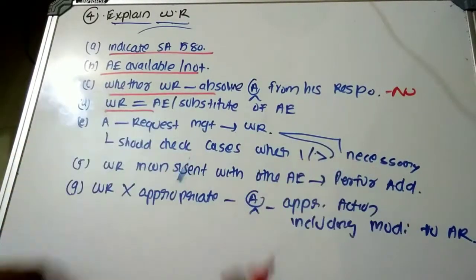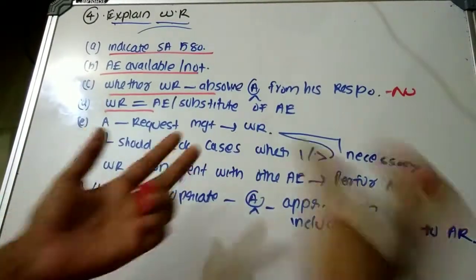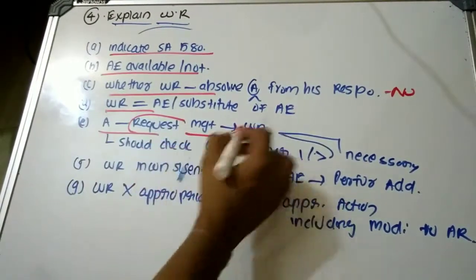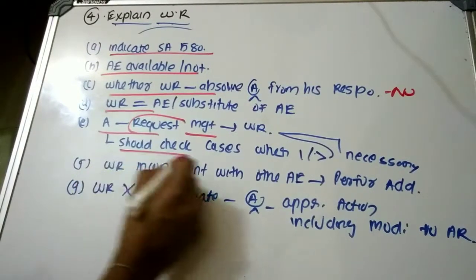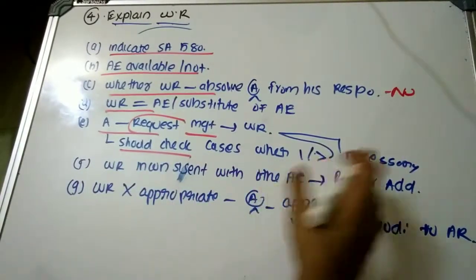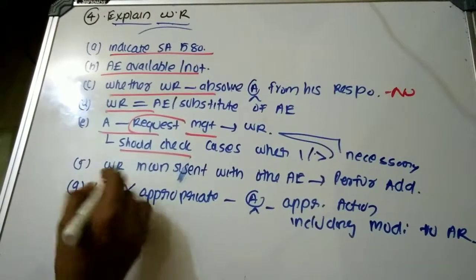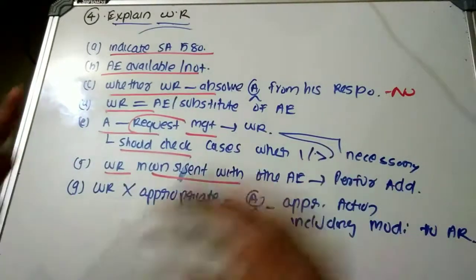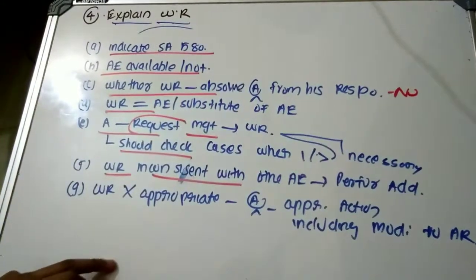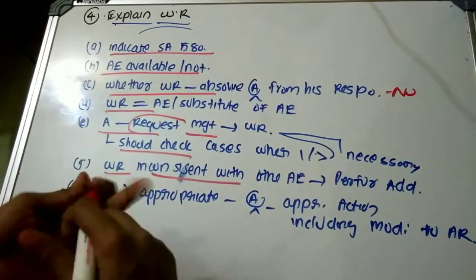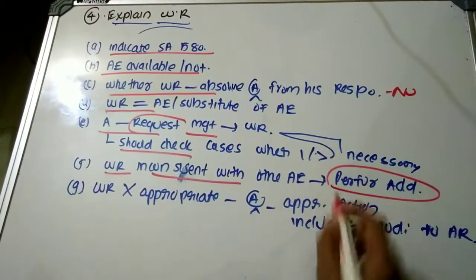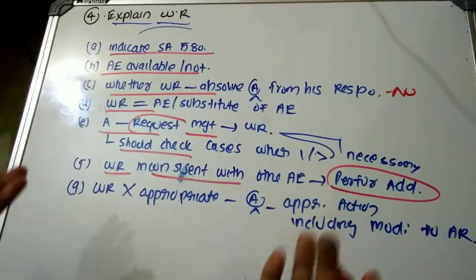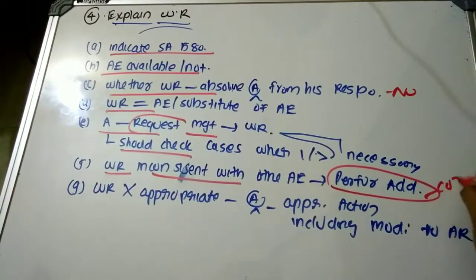Then whether written representation is equal to audit evidence? No, it is not a substitute for audit evidence. It is mainly for the purpose of confirming the audit evidence. Then the auditor has to make a request to the management to obtain written representation, and the auditor should check the cases where it is required to obtain more than one written representation. Then written representation inconsistent: if the written representation received by the auditor is inconsistent with the other audit evidence, the auditor has to perform additional audit procedures to obtain corroborative audit evidence.